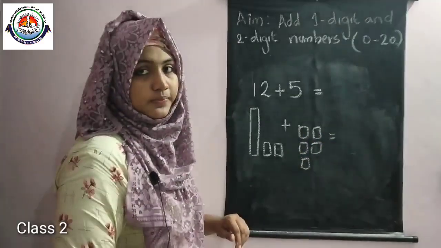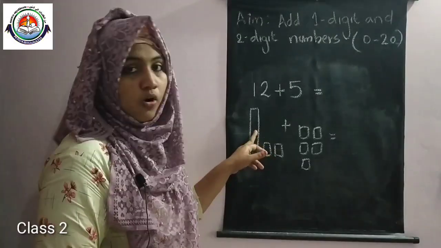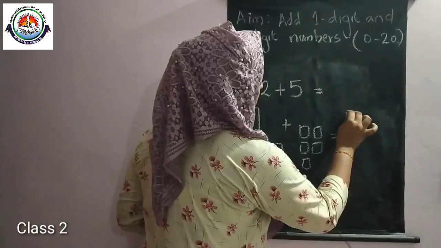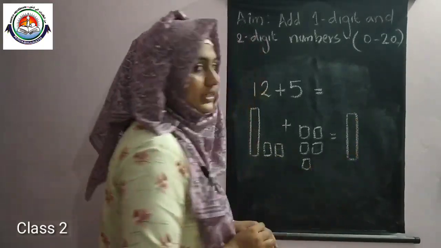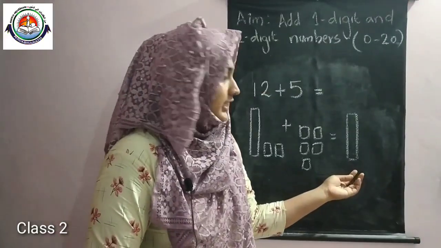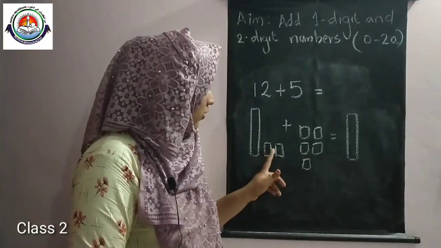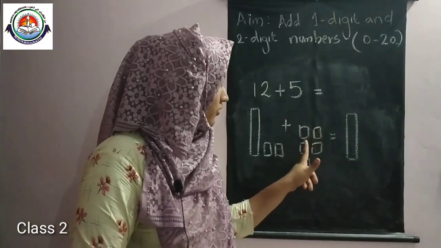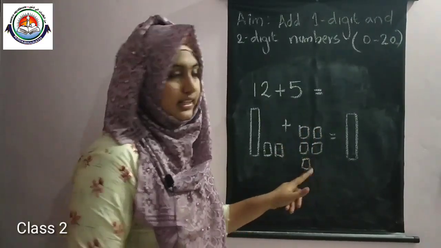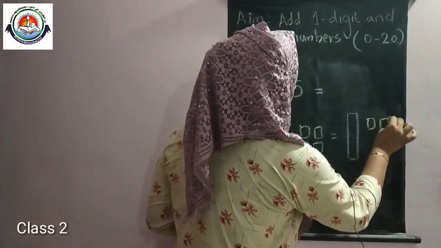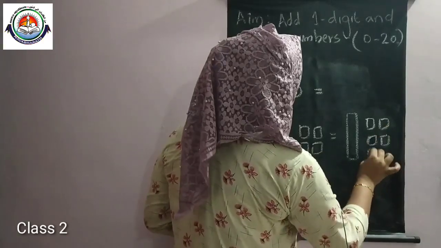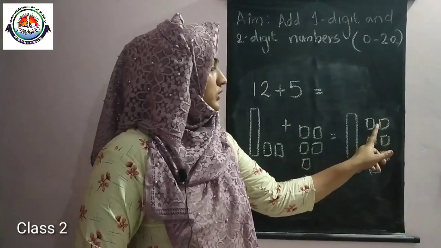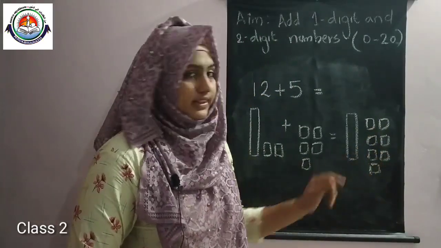Then what did we get? Only one rectangle shape or one tens place. Then we can draw one tens block. Then we can count the number of ones. 1, 2, 3, 4, 5, 6, 7. So we can draw 7 small squares. Okay. 1, 2, 3, 4, 5, 6, 7.